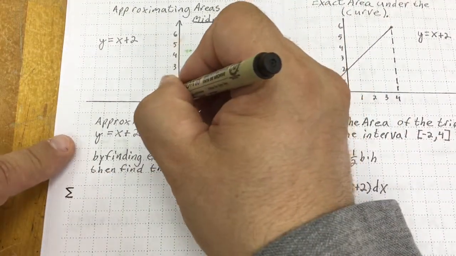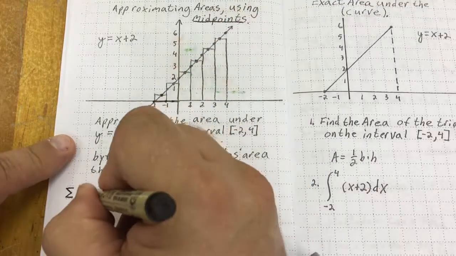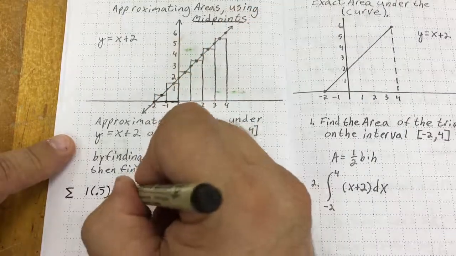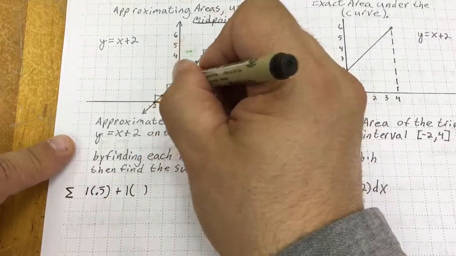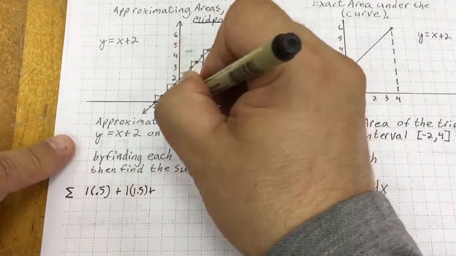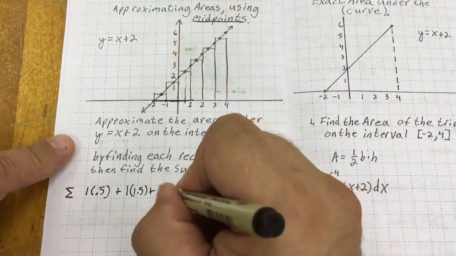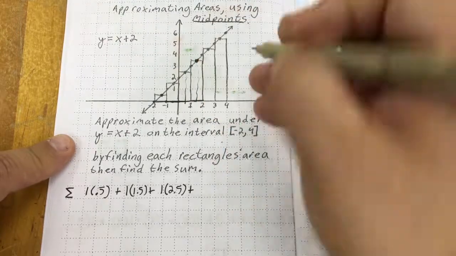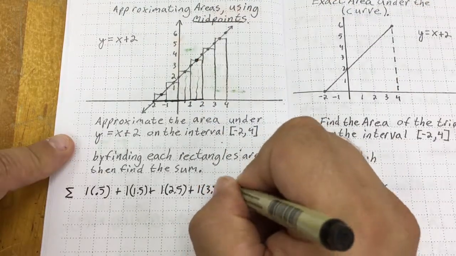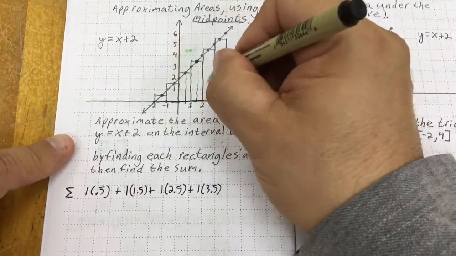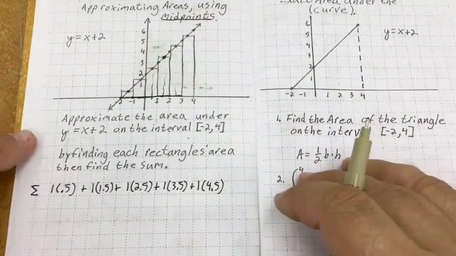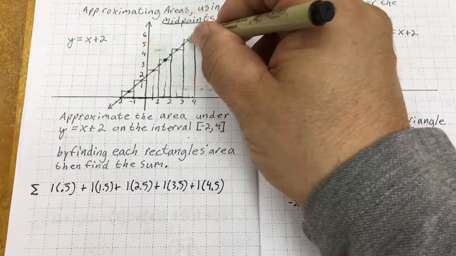And this base is 1, but the midpoint is at 0.5. So that's going to be 1 times the height of 0.5. Base is 1 times the height, which is 1.5. Base of 1 times the height, which is 2.5. Base of 1 times the height, which is 3.5, to that midpoint. 1 times 3.5. Base of 1 times the height of 4.5. And the last one, base of 1 times the height of 5.5.